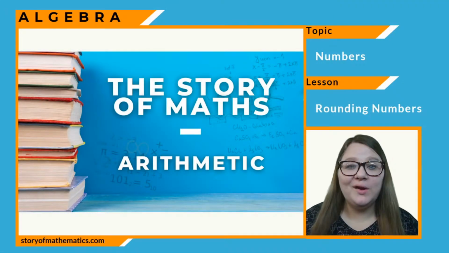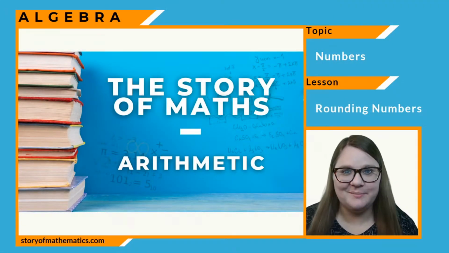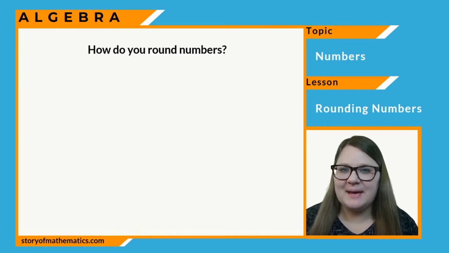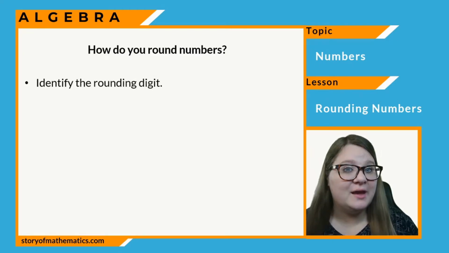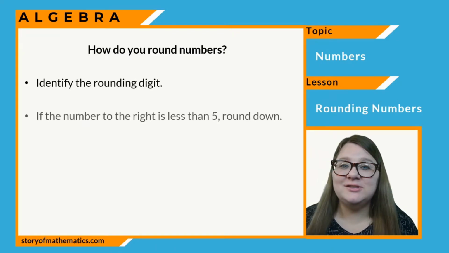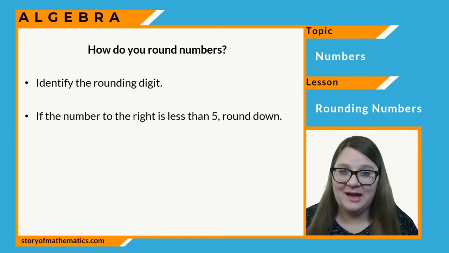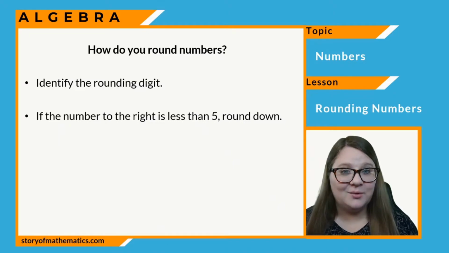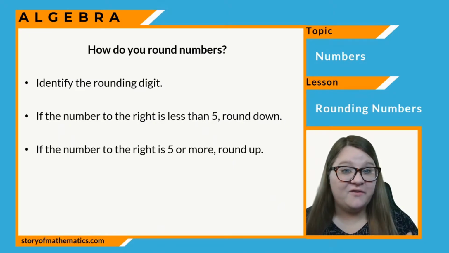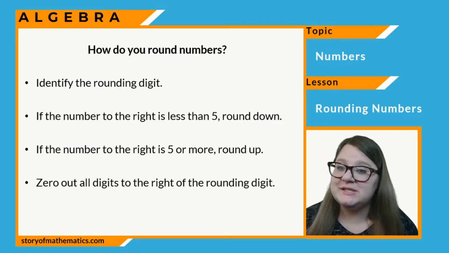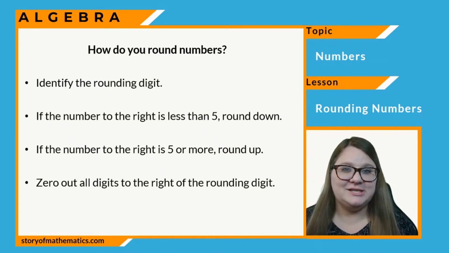Hi, in this video, we're going to learn about how to round numbers. So let's take a look at our steps. The first thing you'll do is identify the rounding digit. After that, if the number to the right of the rounding digit is less than 5, you're going to round down. If it's 5 or more, you'll round up. And then you'll zero all digits to the right of the rounding digit.